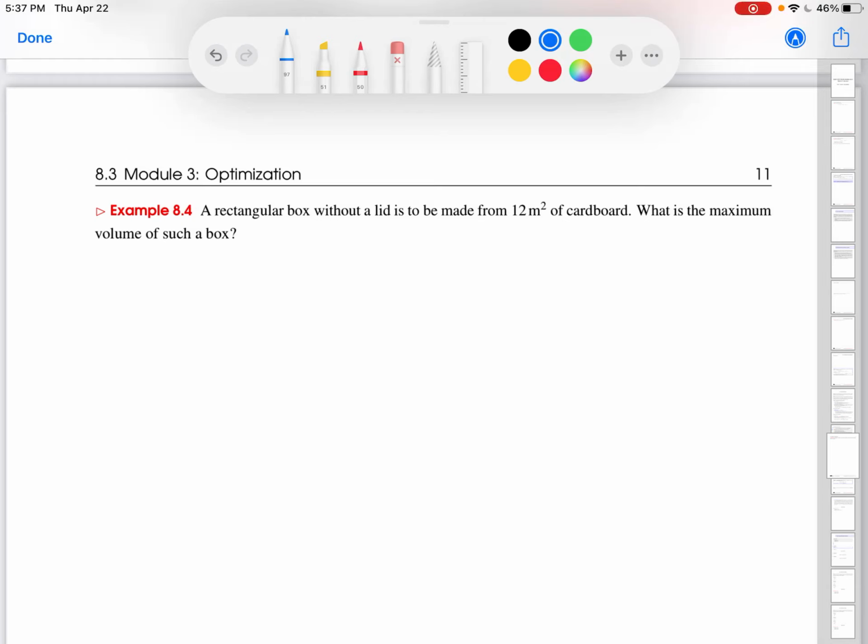So let's take a look here at this second example. This one says a rectangular box without a lid is to be made from 12 meters squared of cardboard. What is the maximum volume of such a box? So this is another example of a typical optimization problem. This one is in a sense even more typical because we are given very little information.